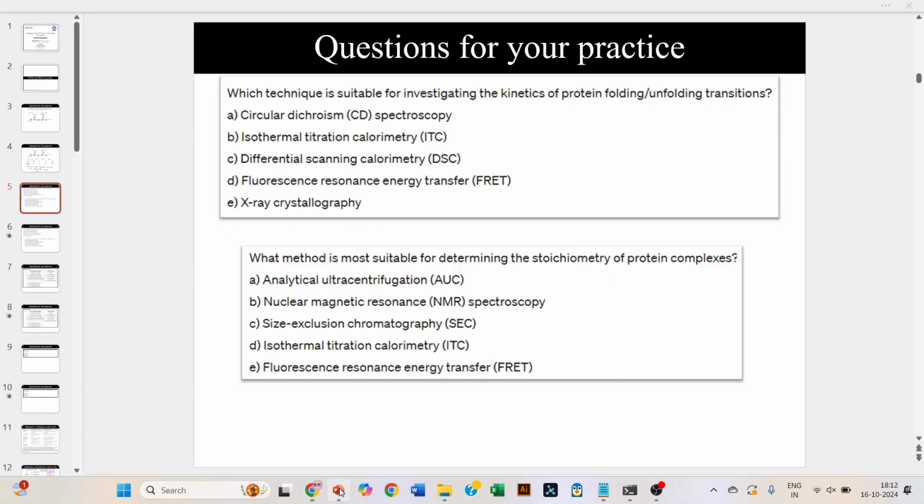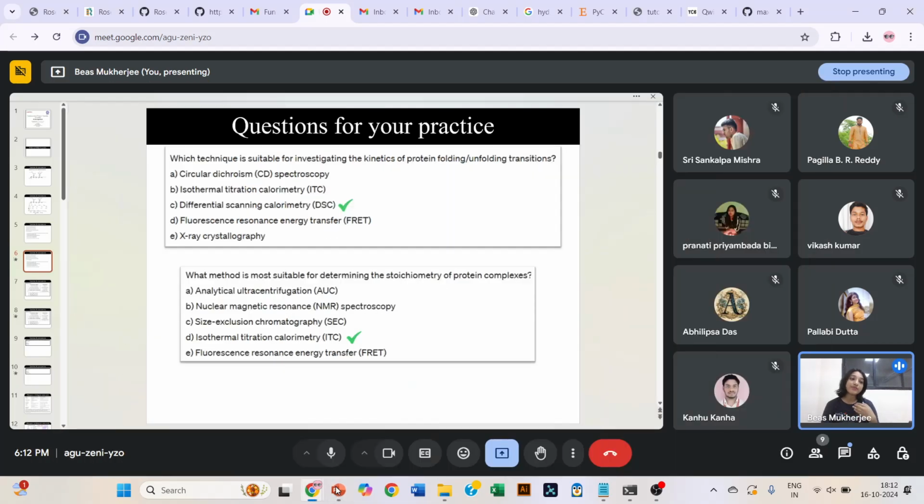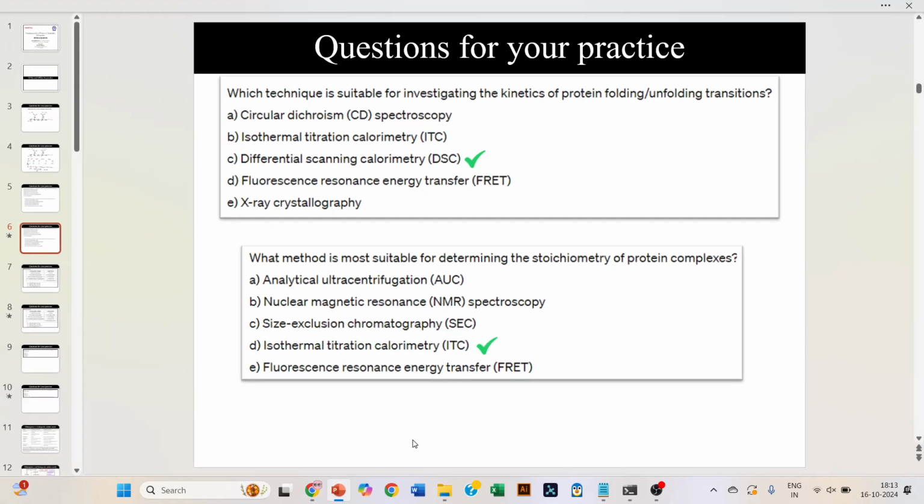Okay, let us look at the answer. All right. So see, for this one, you can see that differential scanning calorimetry would be very appropriate to study the kinetics of protein folding and unfolding. For stoichiometry of protein complexes, I would say analytical ultracentrifuge and size exclusion chromatography, these two would also be very efficient in studying the stoichiometry of protein complexes. Okay, so you can look up.